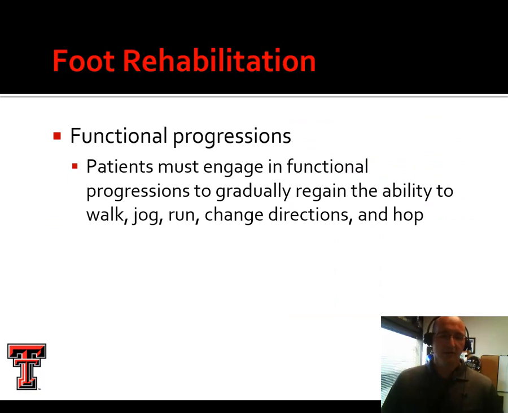And then functional progressions means that we are taking them from their point of injury and then gradually returning them to things that look like what they need to do. They're functional in that it's not just training them to move a weight in a certain plane, it's training them to return to basketball or training them to return to volleyball. So we want to be thorough in our rehab.